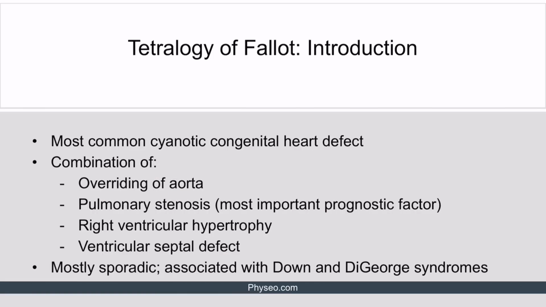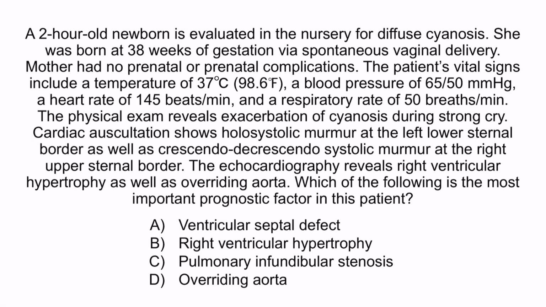Here is a slide reminding us of the clinical features of Tetralogy of Fallot. Pause the video and take a moment to consider this slide once more. Let's discuss why other options are incorrect. Options A, B, and D are incorrect because although ventricular septal defect, right ventricular hypertrophy, and overriding aorta are all present in Tetralogy of Fallot, none of them is the most important prognostic factor for the patient's survival. And that concludes our lecture on cyanotic congenital heart diseases.